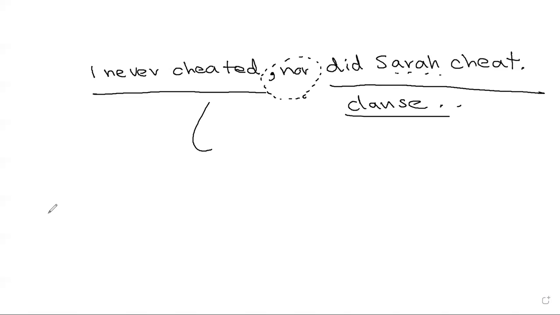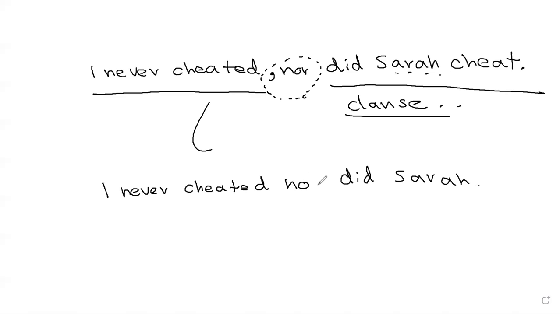Now we go to an interesting example of nor. So I never cheated. And then you want to say, nor did Sarah. So we're going to say did Sarah. So will you say nor, or will you say comma nor? Which one will you choose? This is answer choice A. This is answer choice B. Which one will you choose? The correct answer is going to be, drum roll, option A.